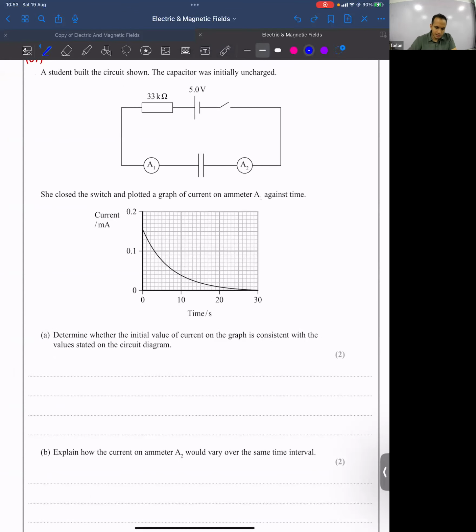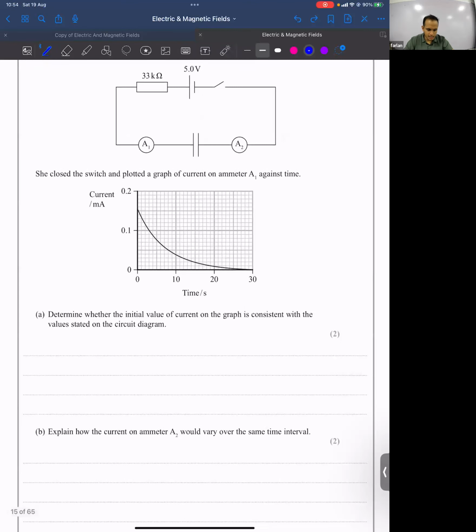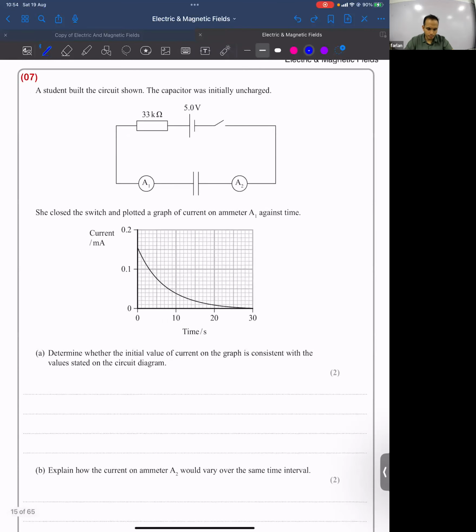The student built the circuit given below. The capacitor was initially uncharged. She closed the switch and plotted a graph of current on ammeter A1 against time. Determine whether the initial value of the current on the graph is consistent with the value stated in the circuit diagram.